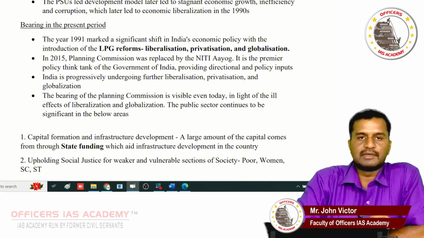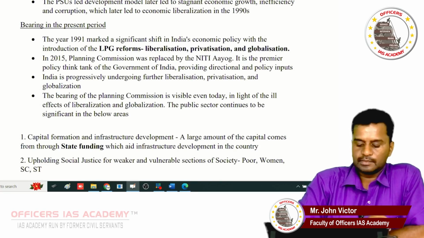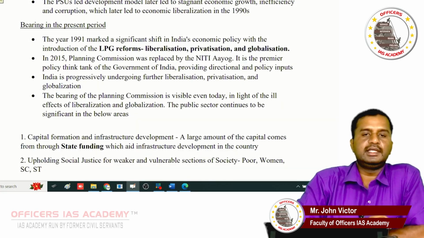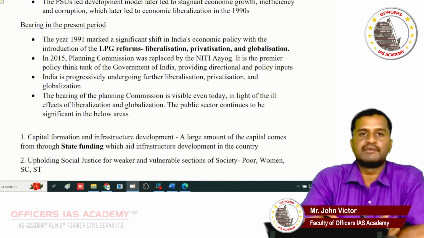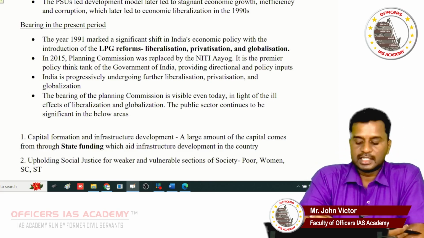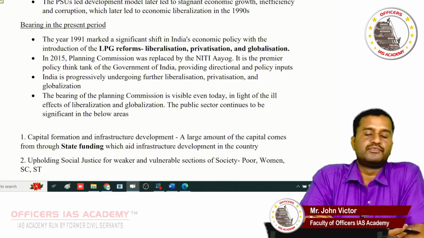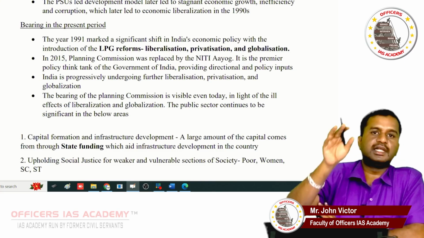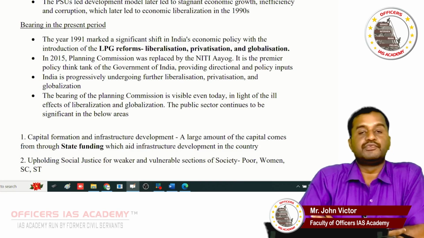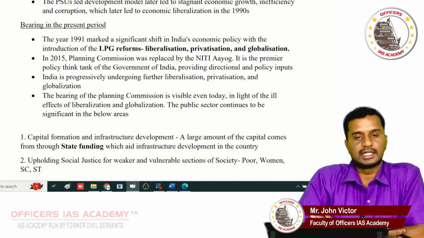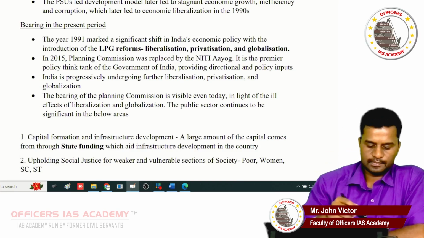You can briefly write about the relevance of Planning Commission in the present period. After 1991, India is suffering from problems like economic inequality, deprivation. Many sections are marginalized. So the philosophy of the Planning Commission is still relevant. Even though Planning Commission may be replaced by Niti Aayog, the philosophy of Planning Commission is still relevant. So conclude the answer.